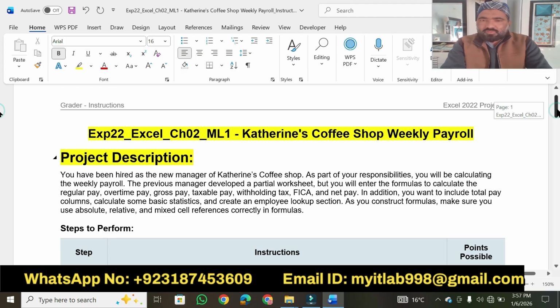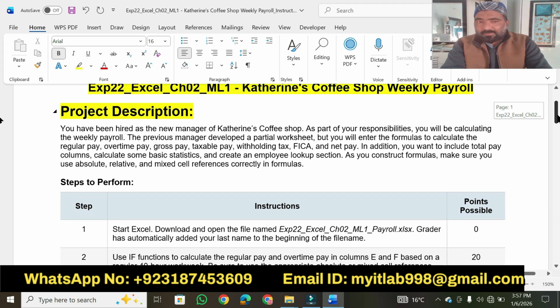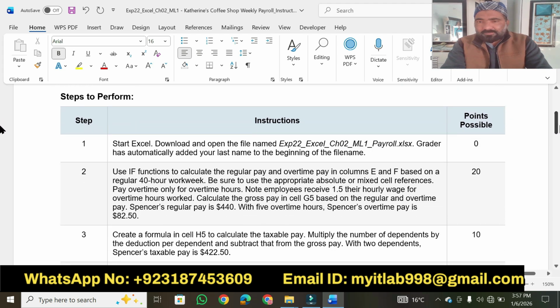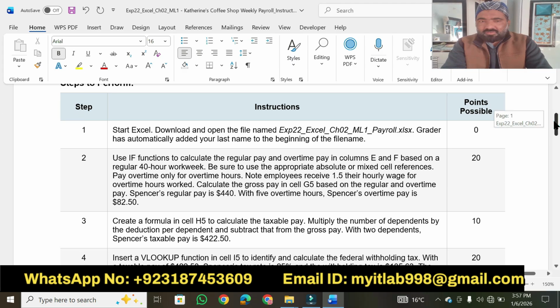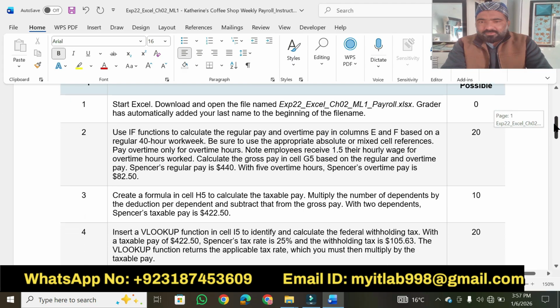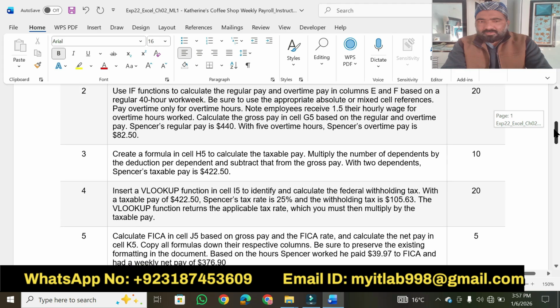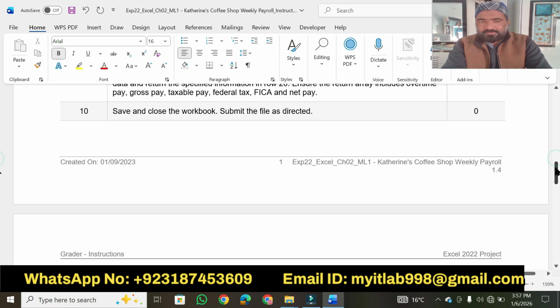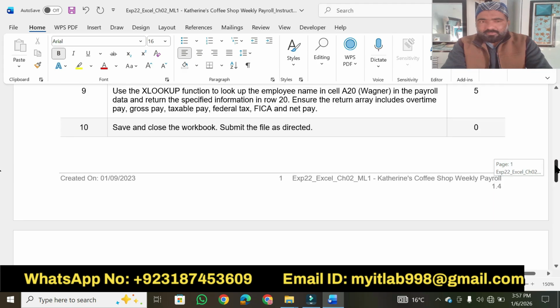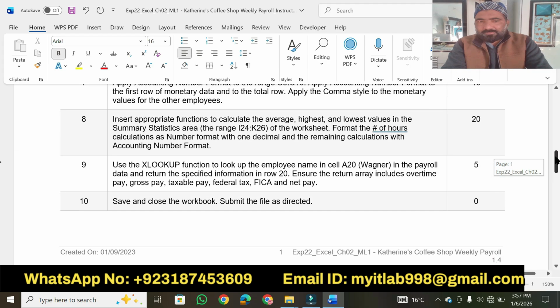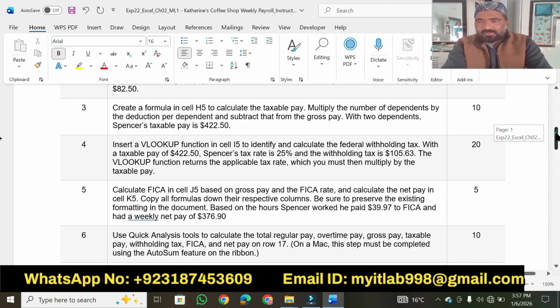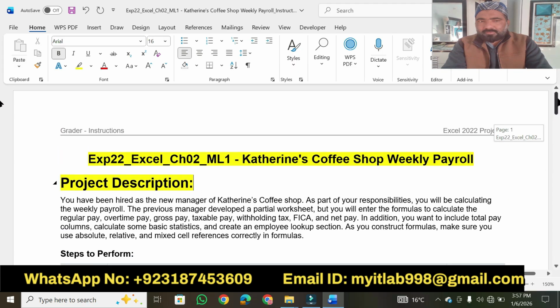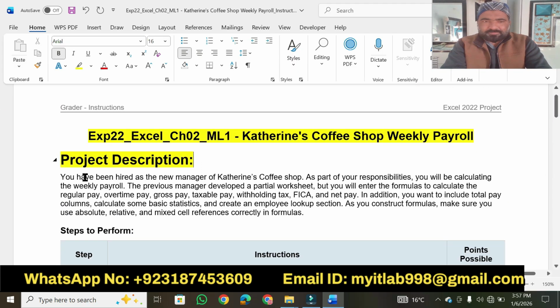But before going to solve this assignment step by step, let me go through the whole assignment to see how many points we have in today's assignment. In today's assignment we have just 10 questions. So let me start today's assignment step by step. Here is the project description.